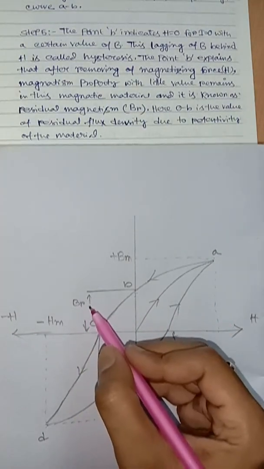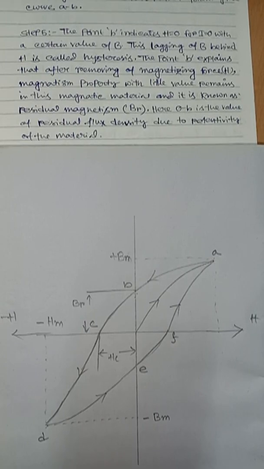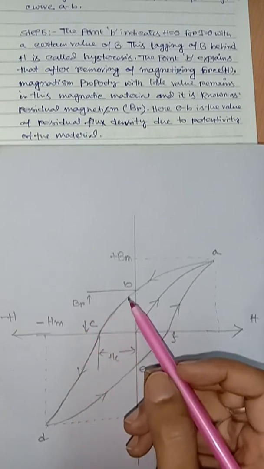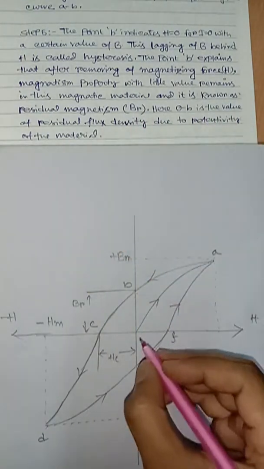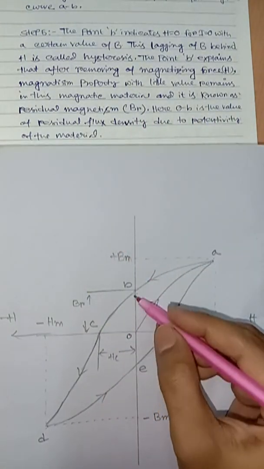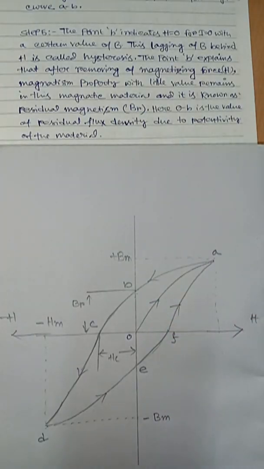So what is residual magnetism? When we remove the magnetizing force, magnetism of a little value remains in the magnetic material, and it is known as residual magnetism, denoted by B suffix R. Here OB is the value of residual flux density due to the retentivity of the material.